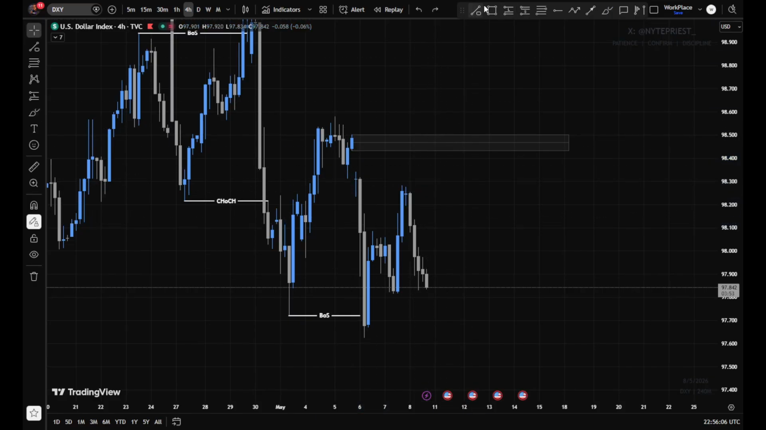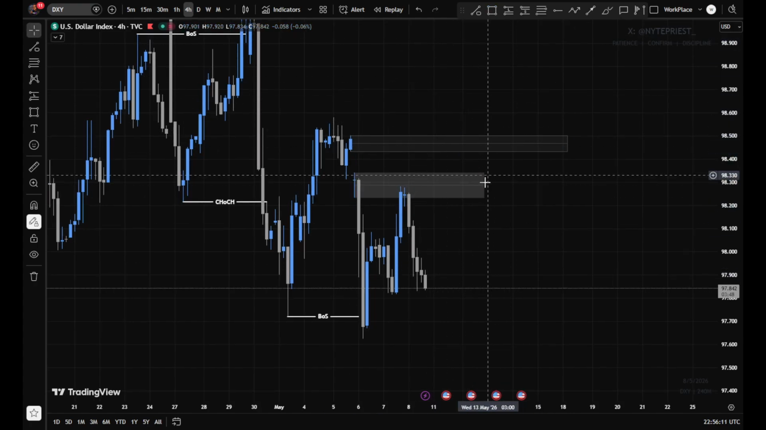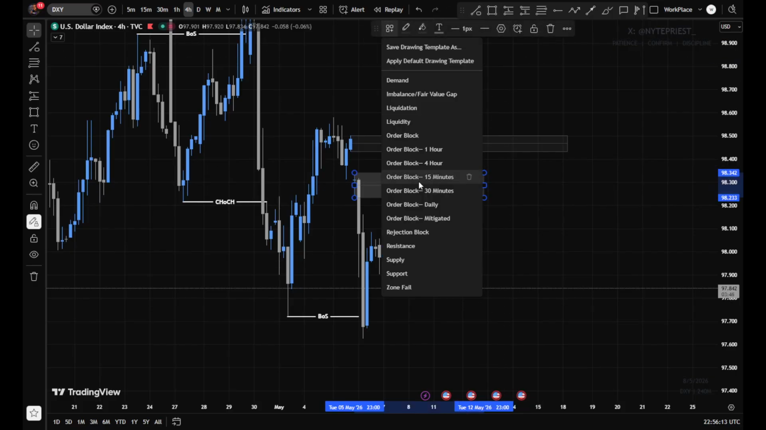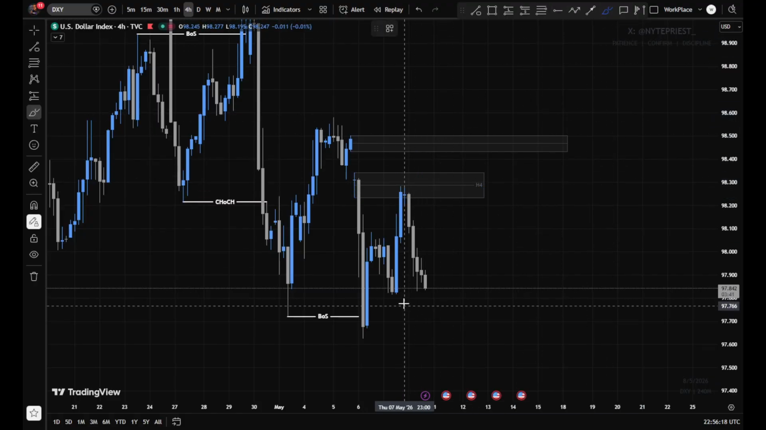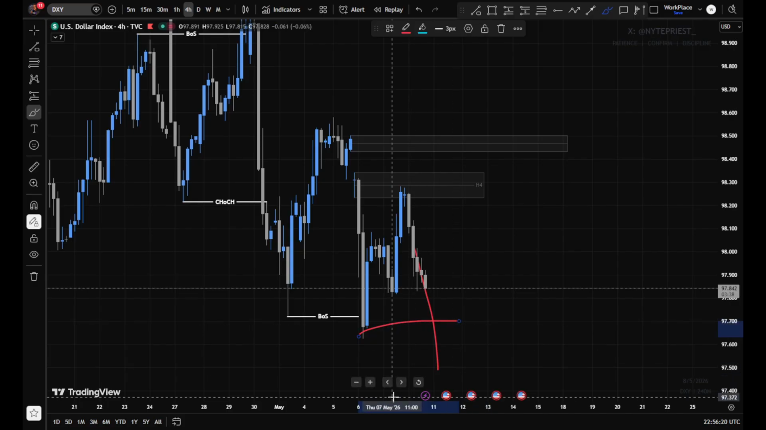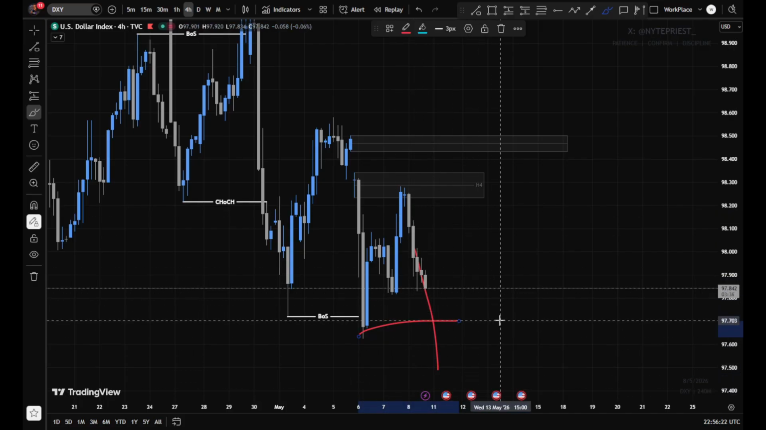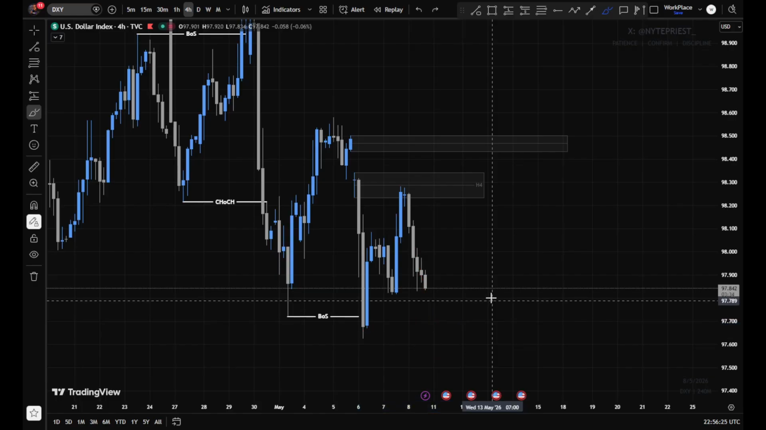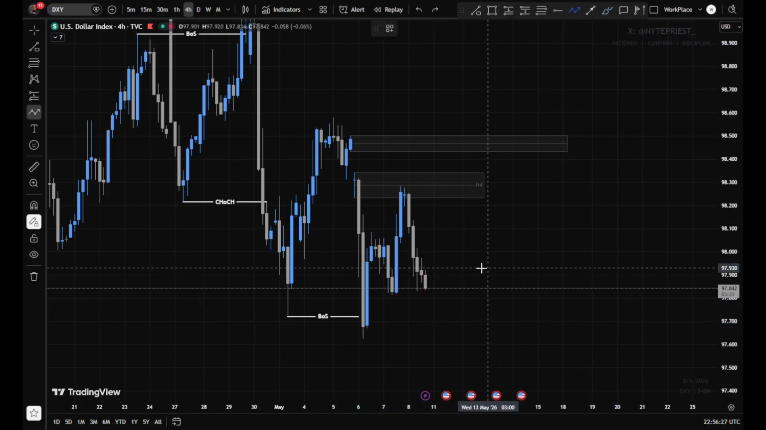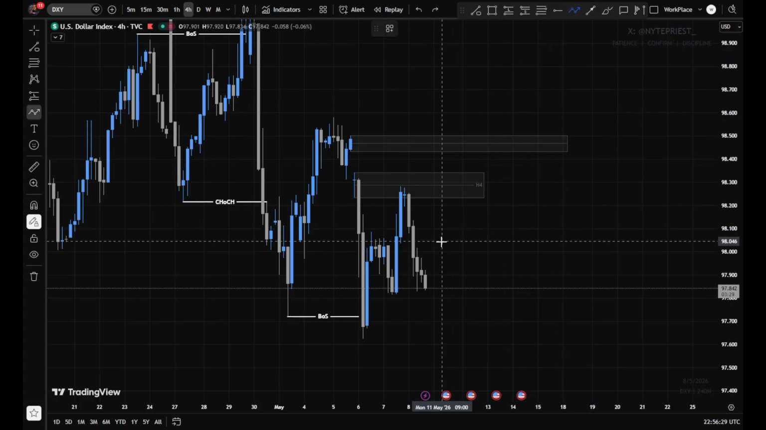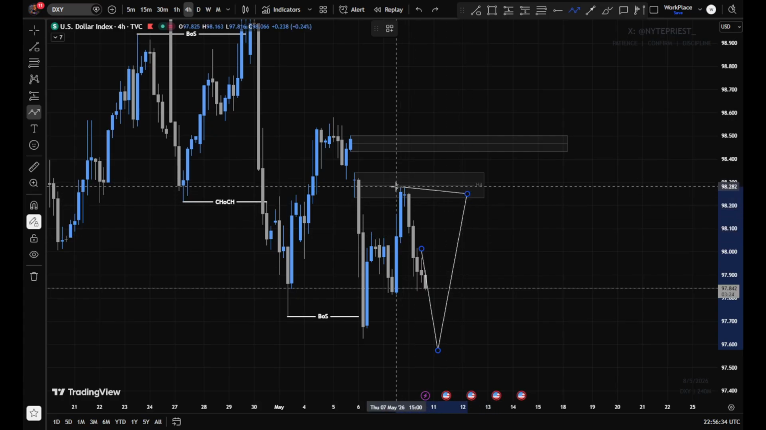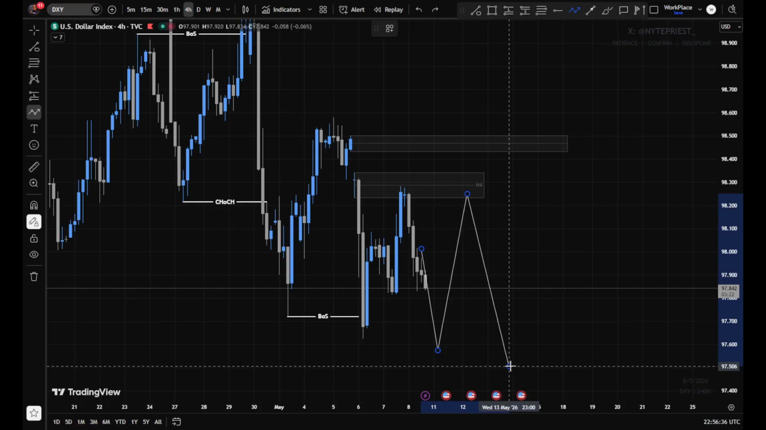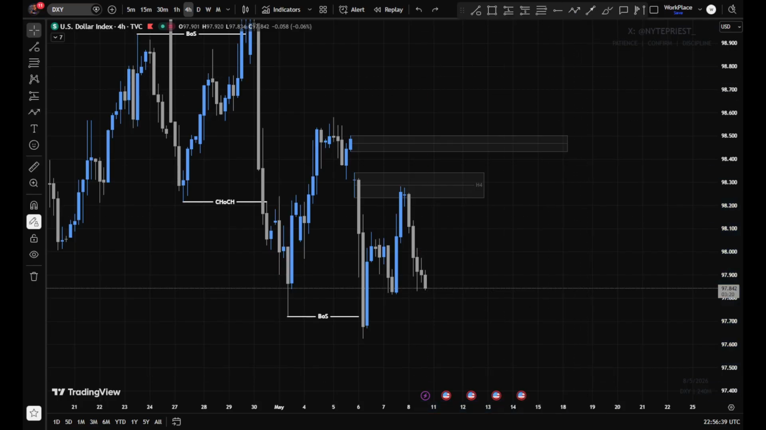So the price mitigated this supply zone, and this was an H4 supply, and price is moving to the downside to break this structure to give us another breakout structure to the downside. So if price breaks this structure to the downside with a candle close, we'll be waiting for a pullback on this zone to then break a structure again. Okay.